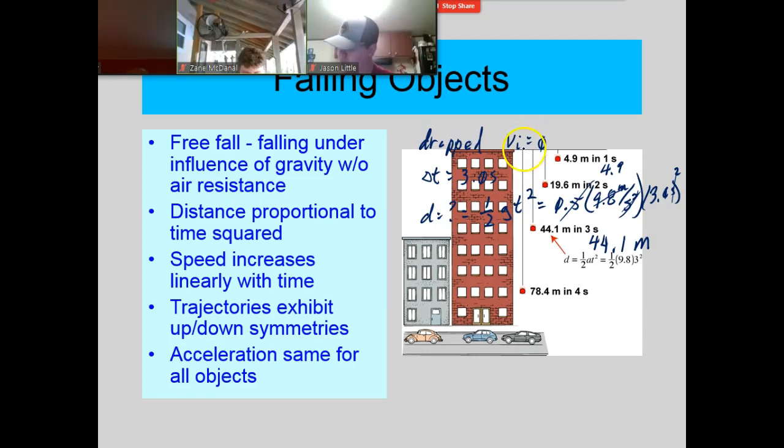Whether you're dropping a rock from the top of a building or dropping it into a well in 3 seconds, whatever you're dropping is going to travel about 44.1 meters in those 3 seconds. It doesn't matter what the material is.